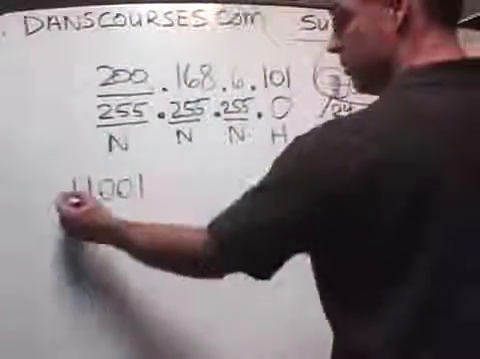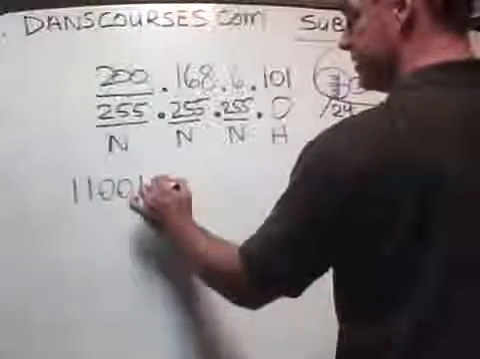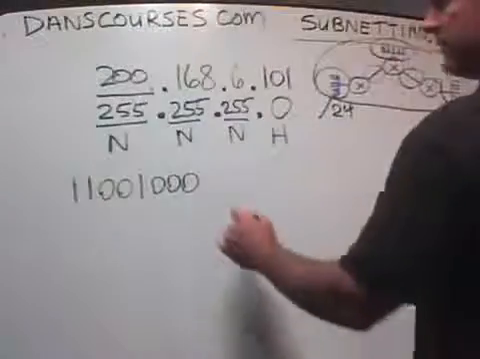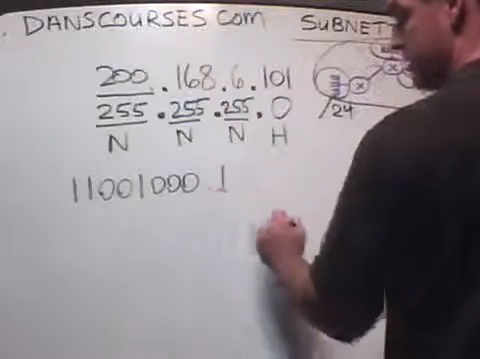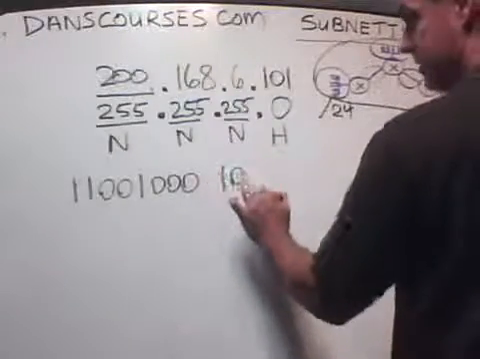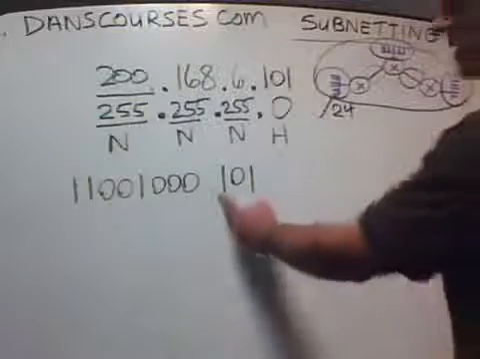That's 200. 1, 2, 3, 4, 5, 6, 7, 8. Right? And then 168 is a 1, and then a 0, and then a 1. That's a 128-bit.